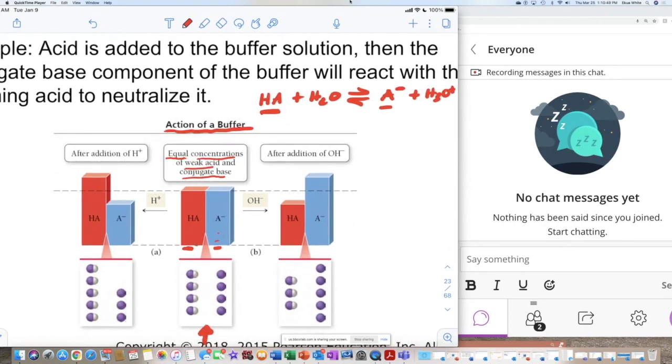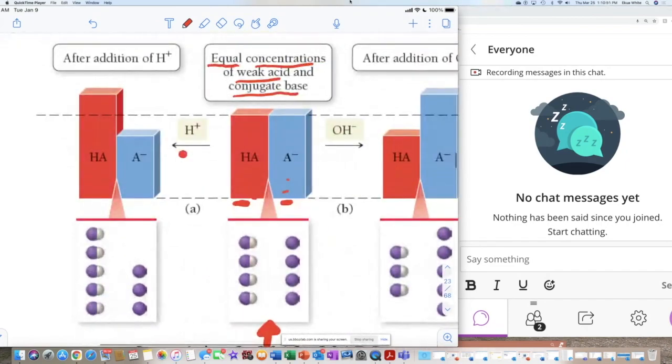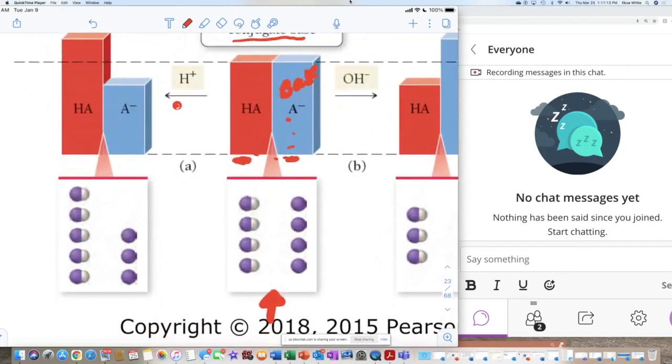Then what happens? The incoming thread is an acid. Remember, if the incoming thread is an acid, the component of the buffer that must react to neutralize the acid is A minus. This is a base, right? So if the acid comes in, the base has to be used up to neutralize the acid. How do we know? They show the equal concentrations here by these pictures at the particulate level. Imagine you have equal amounts of acid and base. This is acid, acid, acid, acid, which they show as HA, HA, HA, HA.